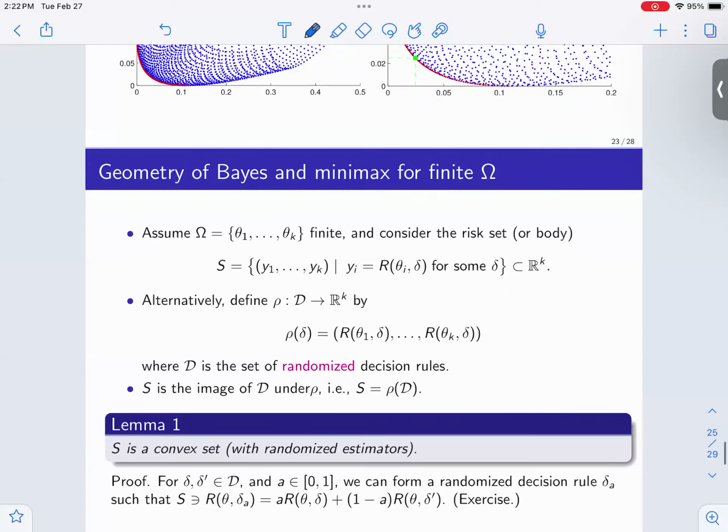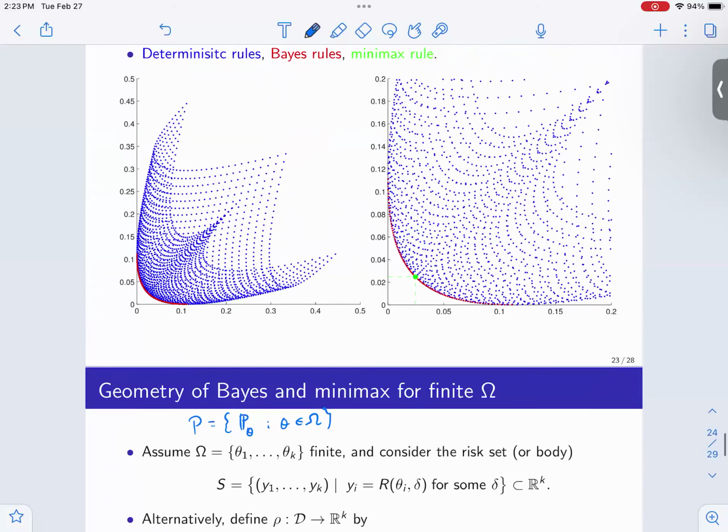So what I'm going to do is restrict myself to a finite set of parameters. So the parameter space is finite. You have a family of distributions as usual, P theta, with theta indexed by this Omega, but we have k distinct elements. Okay, and I'm going to introduce some notation. So let's maybe work this out here.